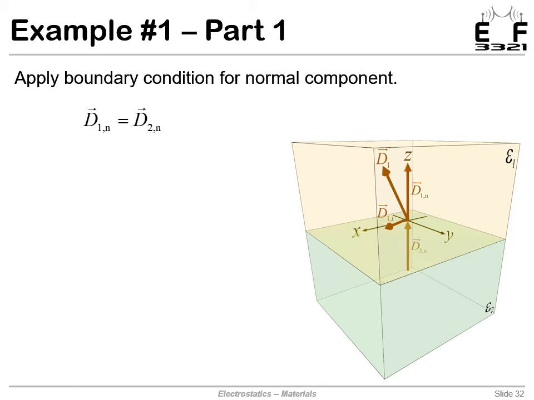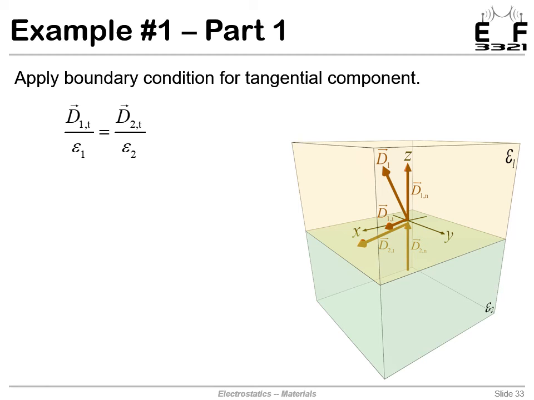So first, we apply the boundary conditions to the normal component. This is the easiest one because the normal component of D is continuous across the interface. So that means whatever it is on the first side, it's equal to the second side. And we have a number for the first side. That was a given. So we already know the normal component of D in the second medium. It's 1.5 in the z direction, pointing upward.